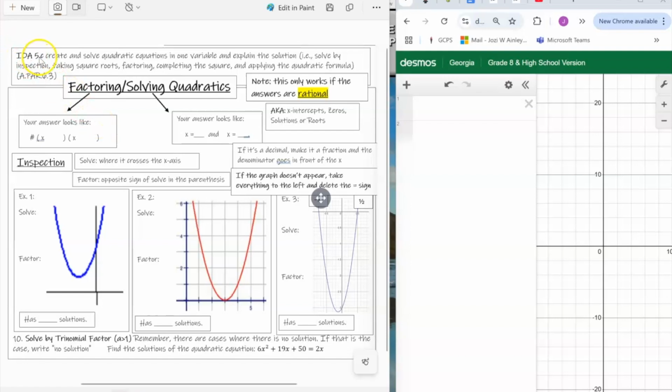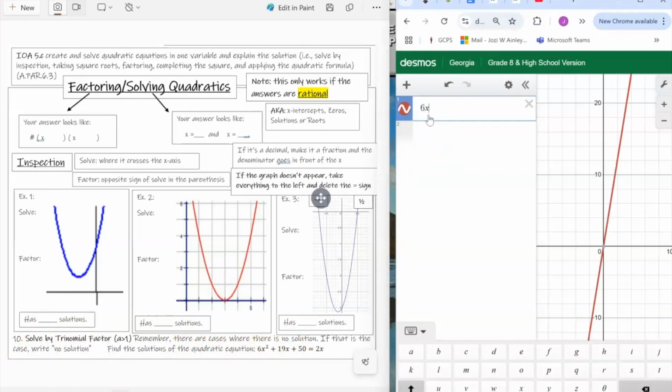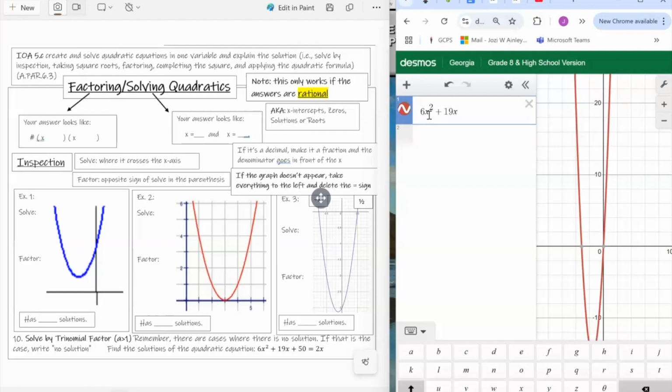All right, so this is 5.C: create and solve quadratic equations in one variable, explain the solution, solve by inspection, taking square roots, factoring, completing the square, and applying the quadratic formula. Today's question is right here: find the solutions to this. We're going to go ahead and type it in. I have shown you how to do it by hand, but at this point, I'm just going to show you how to use your calculator as well. So you just go ahead and type in the question, boom.